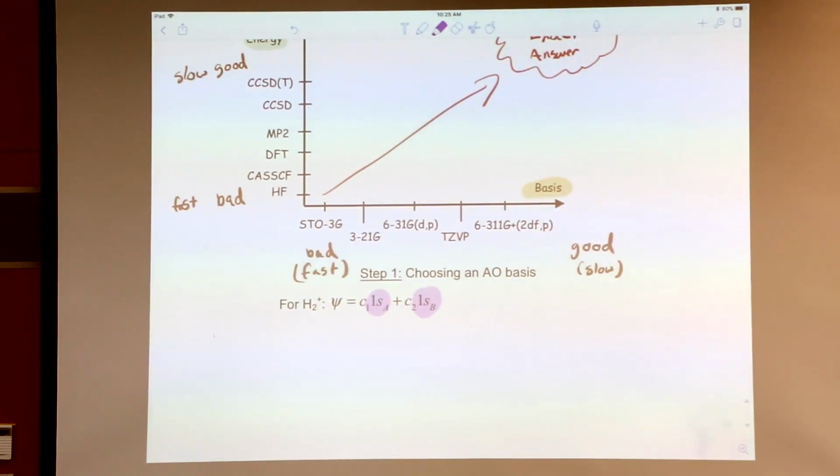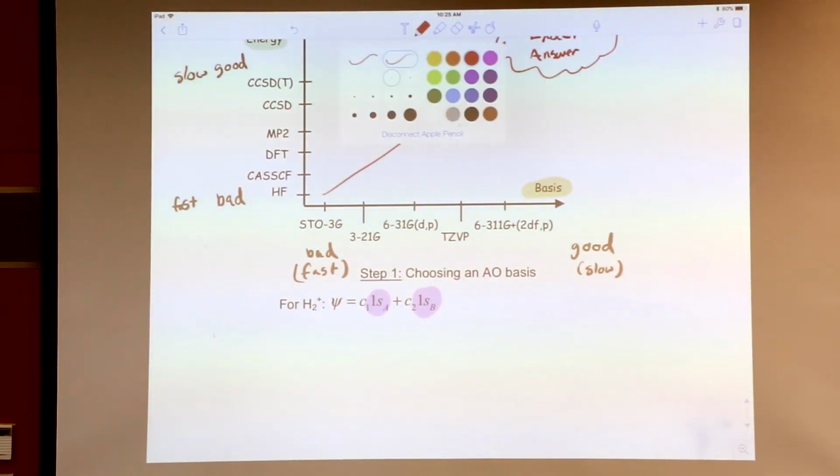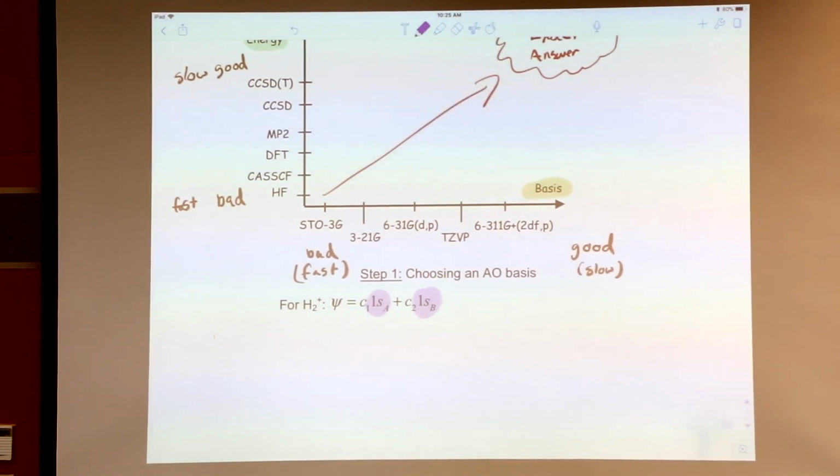Now, this type of basis is a useful basis, and it has a name. It is called a minimal basis. And it's minimal because you could not possibly do less. If you want to form a bond between two atoms, you need at least one function on each atom. If you had only one function, period, you couldn't really form a bond. So it's as low as you can go. Can't go lower than this.